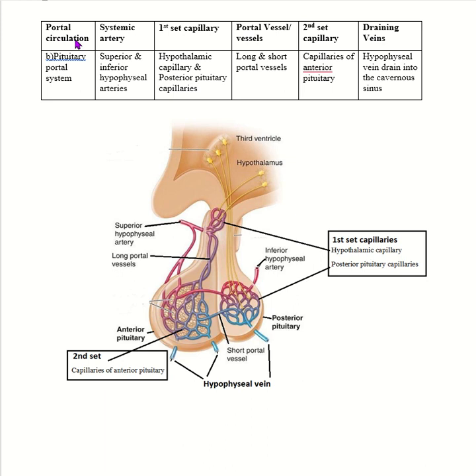Another site of portal circulation is the pituitary portal system. You see there is a superior hypophyseal artery and inferior hypophyseal artery, and then they form the first capillary plexus in the hypothalamus and in the posterior pituitary. So this is known as the hypothalamic capillary and posterior pituitary capillary, and they form the second set of the capillary within the anterior pituitary gland, and through the hypophyseal vein the blood is drained.